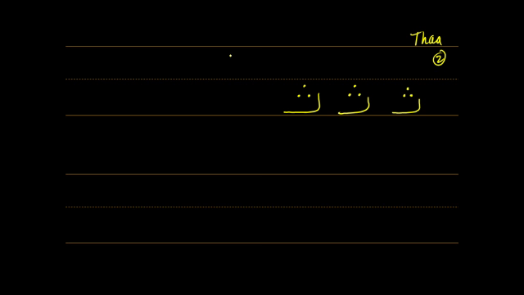Great. Now let's do the third position, the medial position, for the Thaa. Here it's going to connect from a previous letter, come up, and then connect again. And then we put our 3 dots. Again, connect, come up, connect again, and put our 3 dots. There we go. Let's look at the final position, number 4.